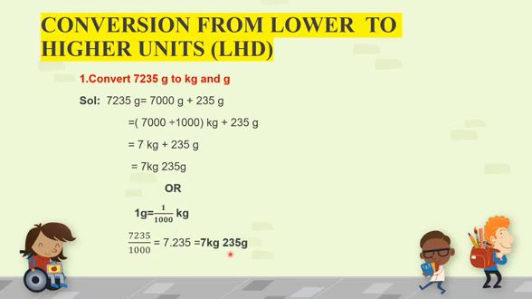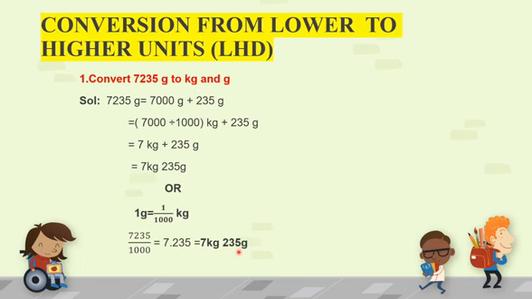Just find the relationship between the units and divide the question by the number that is given in the relationship figure, that is 1,000, and then whatever decimal figure comes, write that as your kg and gram.